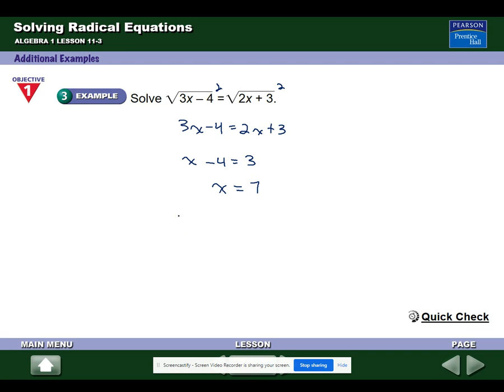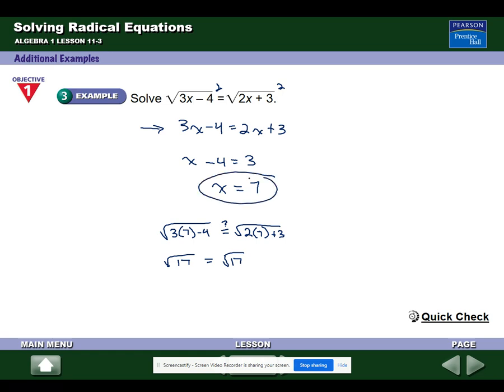Now we should check that back into the original, right? Don't check it here. 7, if you've done this math right, 7 will for sure work here. We don't know if it's going to work in the radical equation. So check it here. Square root of 3 times 7 minus 4, wondering if that's equal to the square root of 2 times 7 plus 3. Well, 3 times 7 is 21, minus 4 would be 17. This is the square root of 17, whatever that is. And over on this side, 14 plus 3 is 17. You got the square root of 17 equals the square root of 17. That means x equals 7 is the solution.